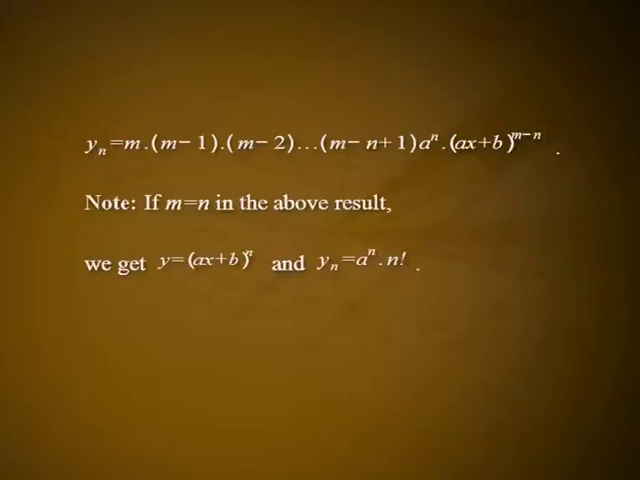Proceeding like this, we obtain yn is equal to m into m minus 1 into m minus 2 into etc. into m minus n plus 1 into a raised to n into ax plus b all raised to m minus n. Note, if m is equal to n in the above result, we get y is equal to ax plus b all raised to n and yn is equal to a raised to n into n factorial.